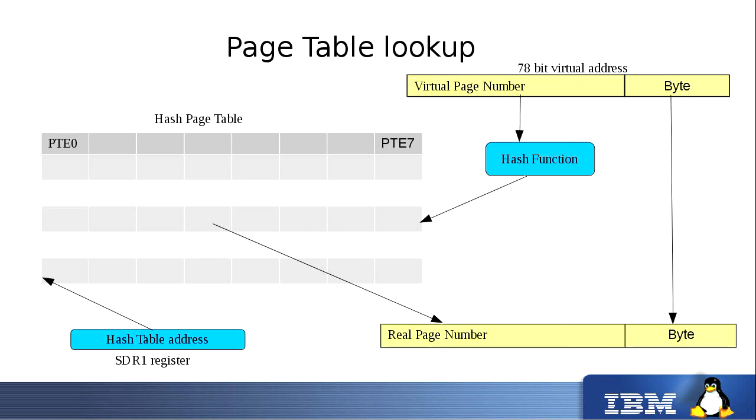Now, the interesting thing here is that, as I said, from the virtual page number or the virtual address, what I get is actually a hash value, which doesn't give me the exact slot details. It gives me the group details, and then I need to do 8 comparisons to actually find the slot.